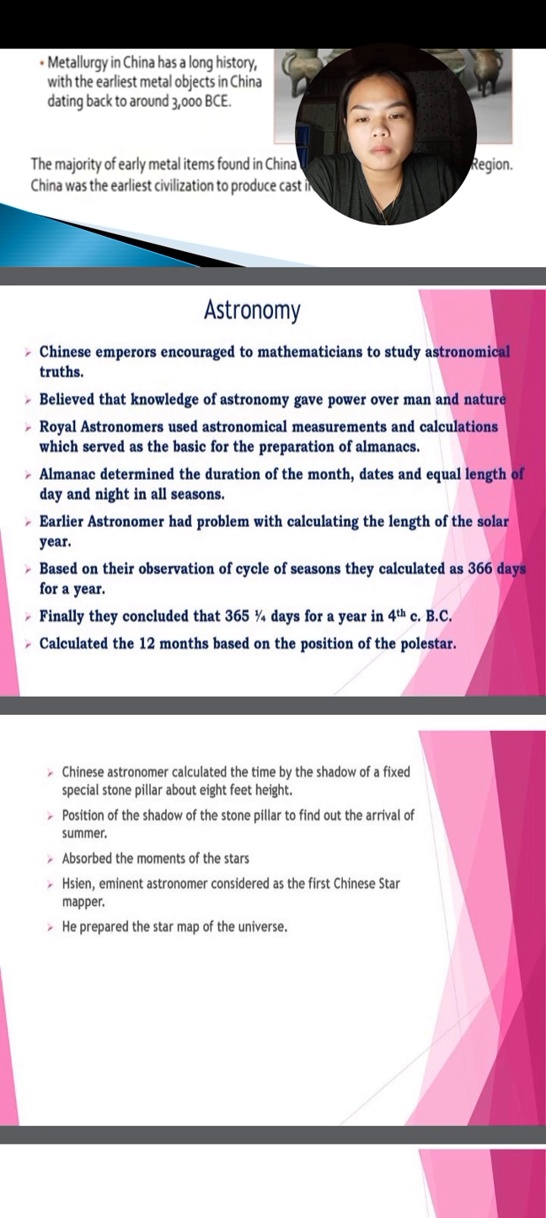They observed the movements of the stars. Shi Shen, an eminent astronomer, is considered the first Chinese star mapper. He prepared the star map of the universe. So Han Dynasty astronomers further refined these calculations. So in 28 BCE, astronomers in China first observed sunspots. So Europeans did not make a similar observation until about 1600 CE. Sometime before 1000 CE, Chinese astronomers built an instrument to track the movement of the planets.